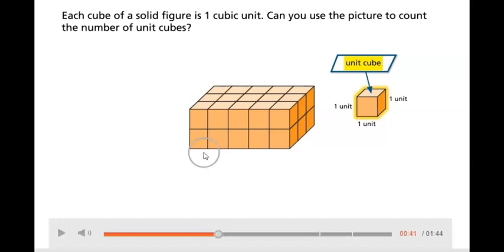So this kind of is talking about what we were talking about earlier. What you want to do is look at that length. How many cubes long is this? 1, 2, 3, 4, 5. So we're starting with 5, and then our width is 1, 2, 3. So we have 5 times 3, which is 15, and then we're going to take that times 2, our height, 1, 2. So 15 times 2 would be 30. So inside of this rectangular prism, there are 30 of these little cubes, which means our volume is 30 cubic units.